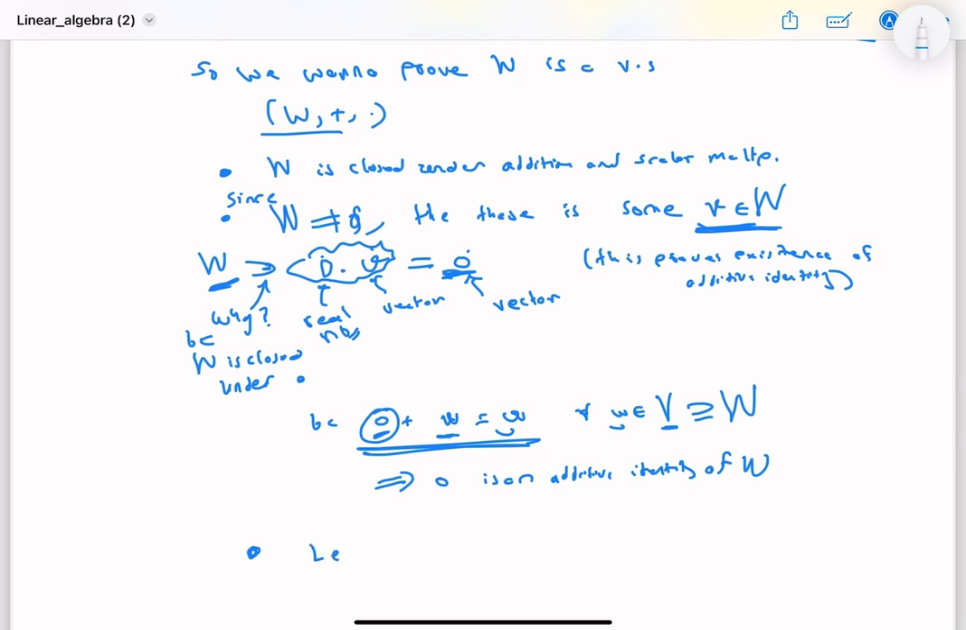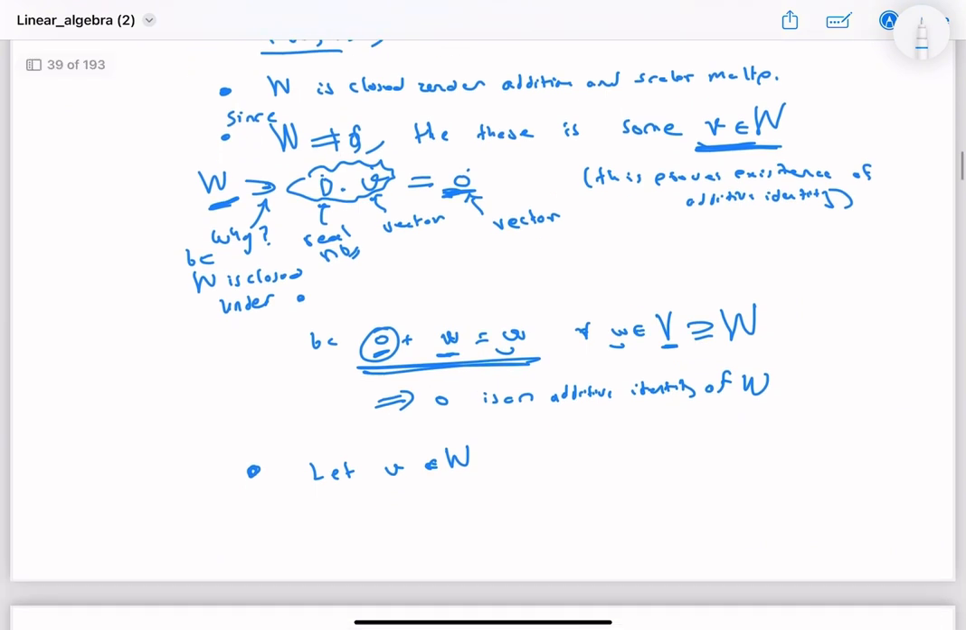So let v be in omega, and we want to find an inverse to this vector in omega, right? So I remind you, we should find an inverse, and it should be in omega. This is very important, right?